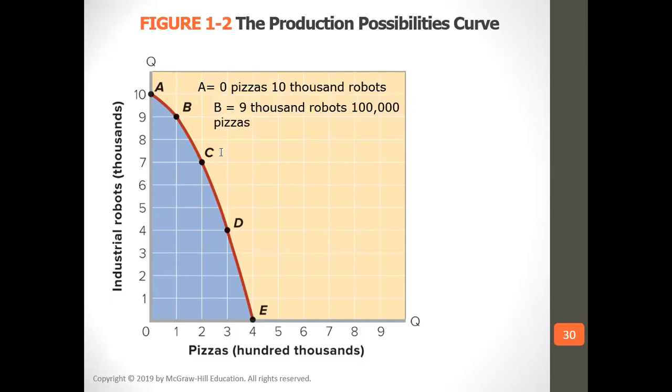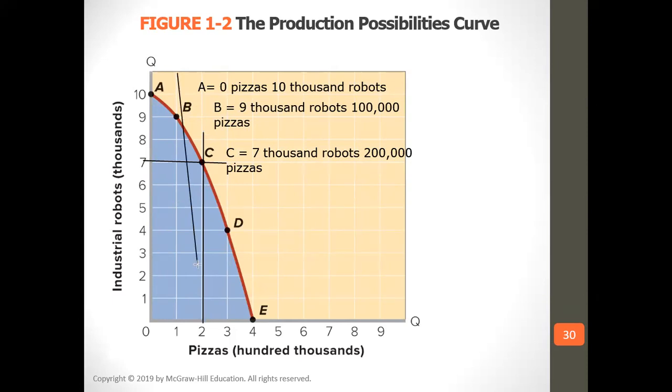Good job. And then what about C? Seven thousand robots to 300,000 pizzas. How about 200,000 pizzas? I'm struggling with this. Oh, it's okay. The graph kind of looks like an optical illusion. So putting a line down here, putting a line here, this would be 7,000 robots. You got that one. And then you bring this down, it'd be 200,000 pizzas. But yeah, it does look like an optical illusion, sort of.